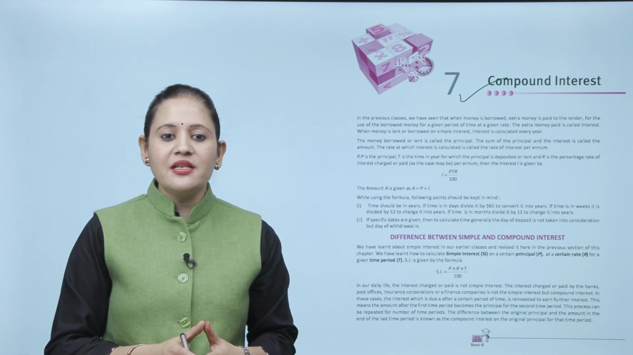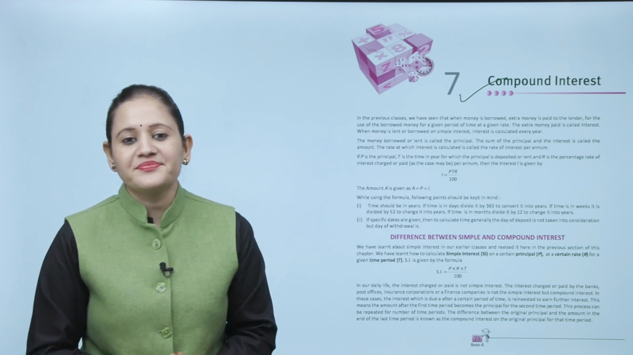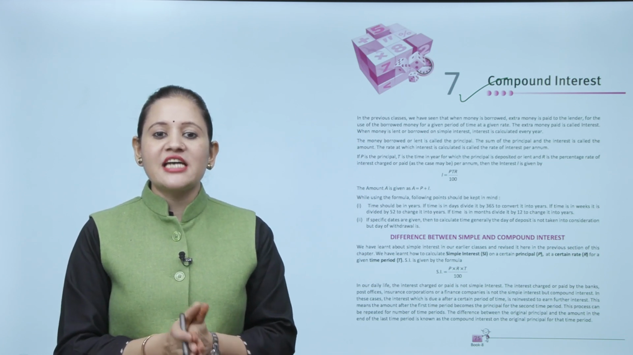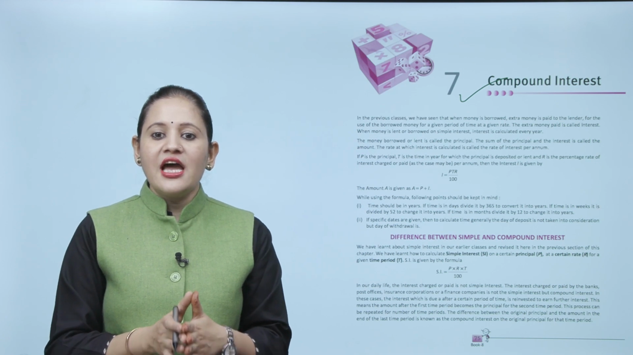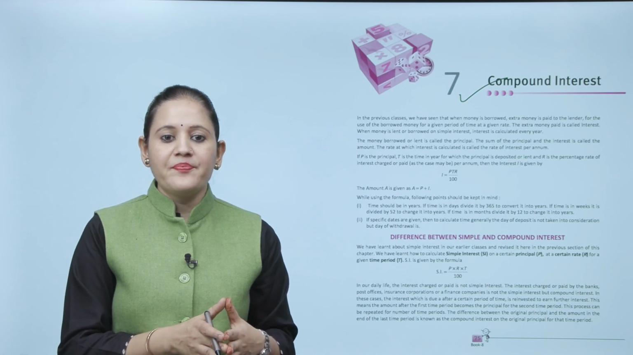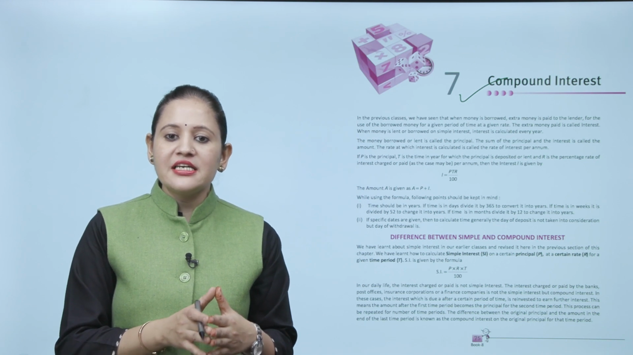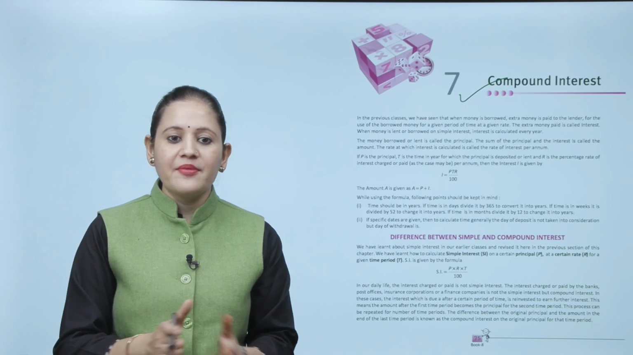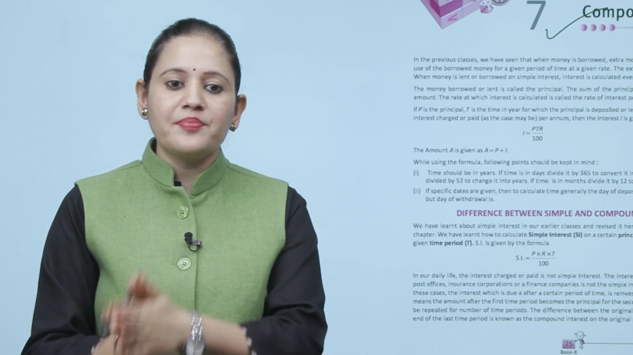If P is the principal and T is the time in years for which the principal is deposited or lent, and R is the percentage rate of the interest charged or paid, as the case may be, per annum, then the interest is given by I equals P into T into R upon 100. The amount A will be P plus I, means principal plus interest.